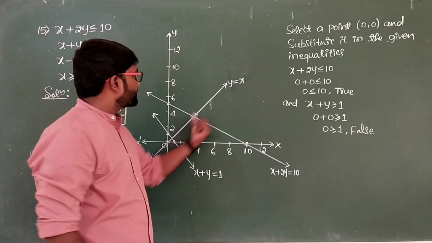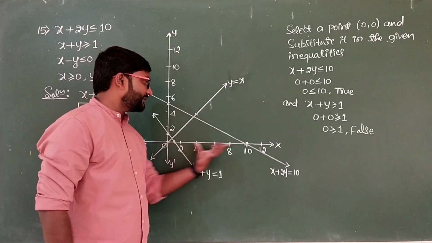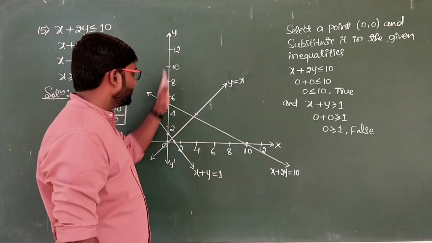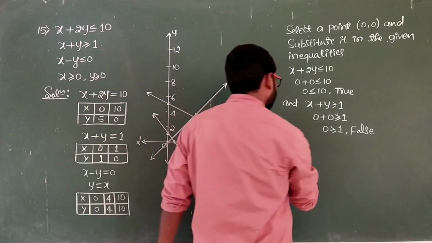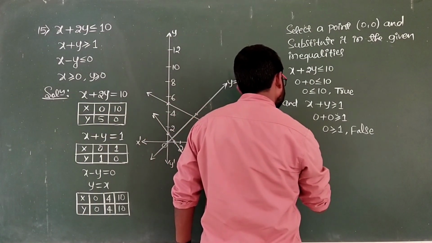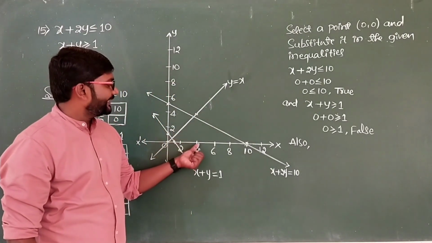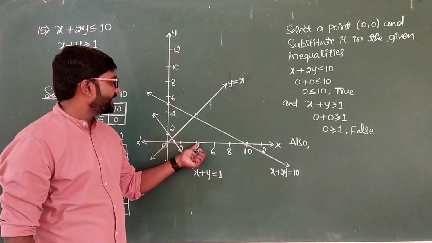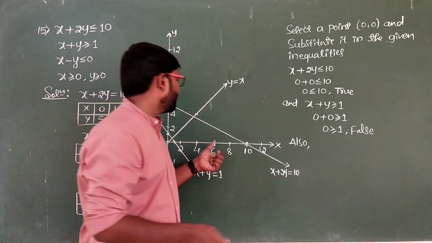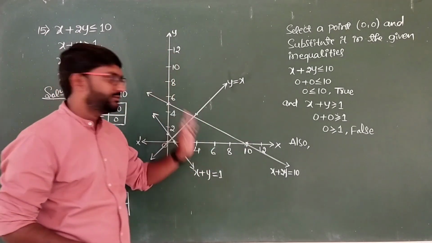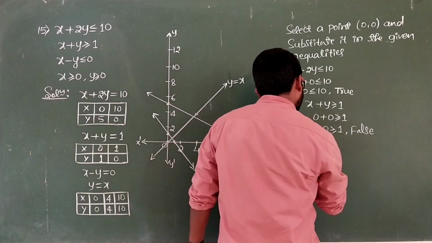And for the line which is passing through the origin, either we have to select a point on the x-axis or a point on the y-axis. So for this I will be selecting a point on the x-axis. We will take this point. The coordinates of this point are 4, 0, or you can take a point on the y-axis also. Both the ways you will get the same answer.